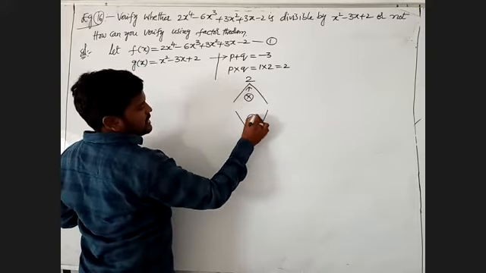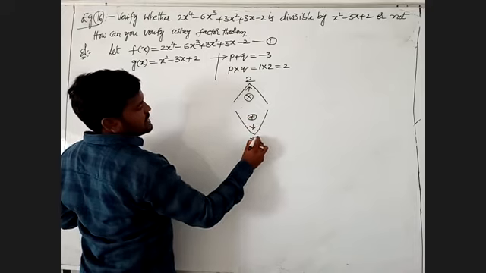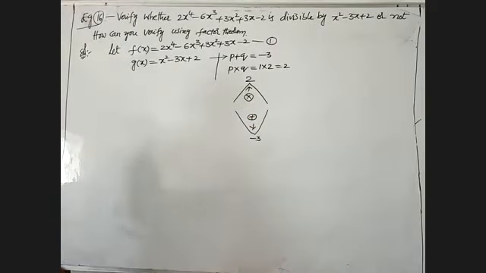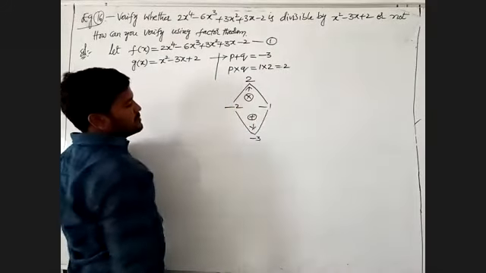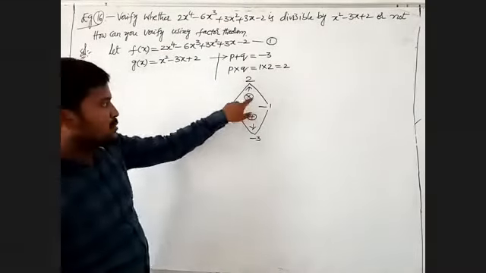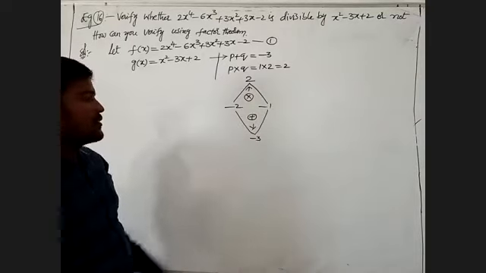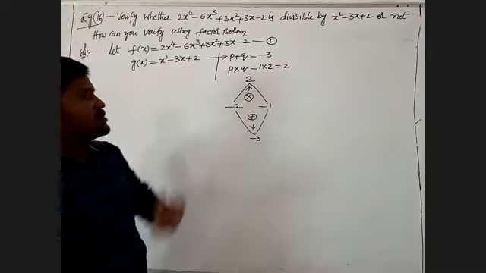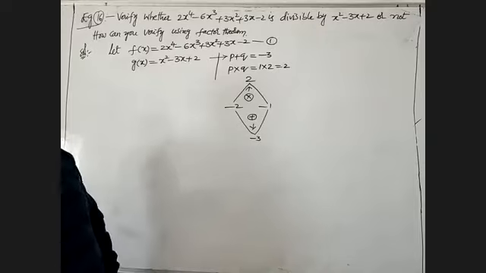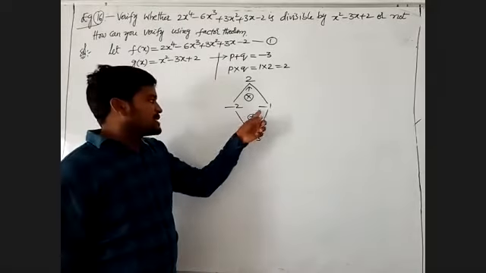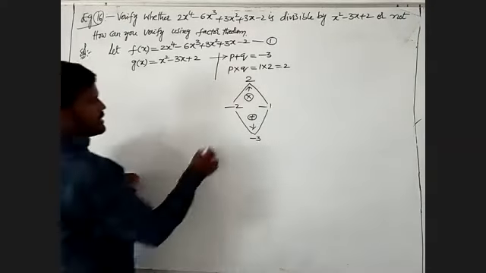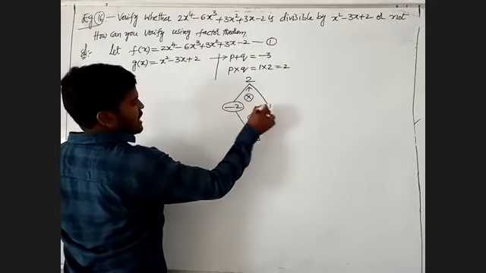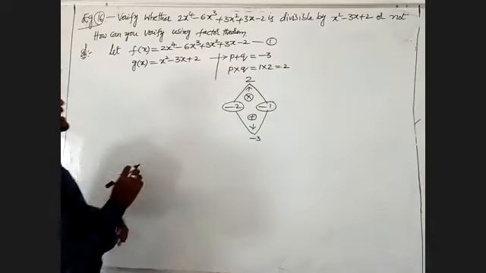After that, we take the addition. The addition must satisfy minus 3. That means I will take minus 2 and minus 1. Minus into minus will become plus, so 2 into 1 is 2. Further, minus 2 plus minus 1 will become minus 3. We satisfy the numbers. One is minus 2, another one is minus 1.